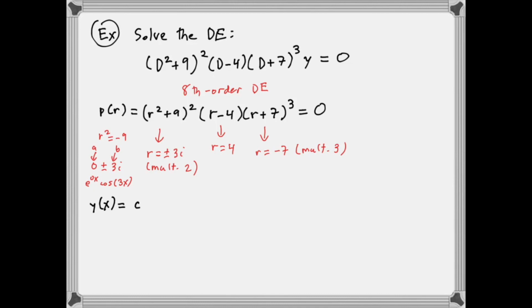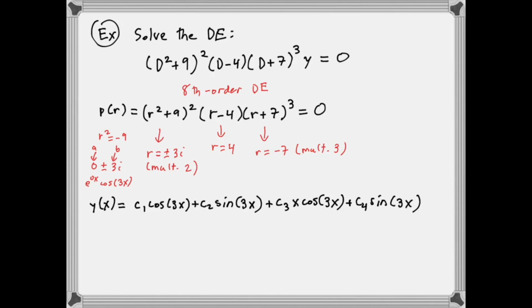So this is what we have then. We have c1 times cosine of 3x plus c2 sine of 3x. That took care of the first multiplicity, but now I have a second multiplicity. I've got to throw an extra x in there. Plus c3x cosine of 3x plus c4 sine of 3x. Everything that I just did there takes care of these 4 powers in my first complex one, right?